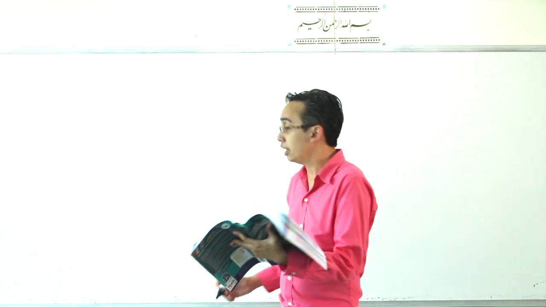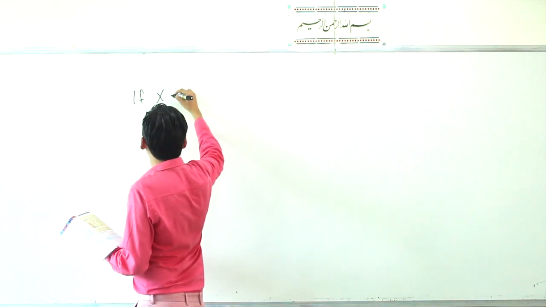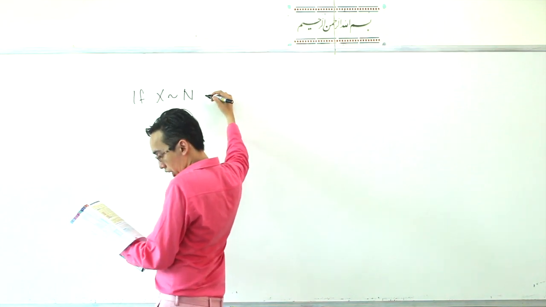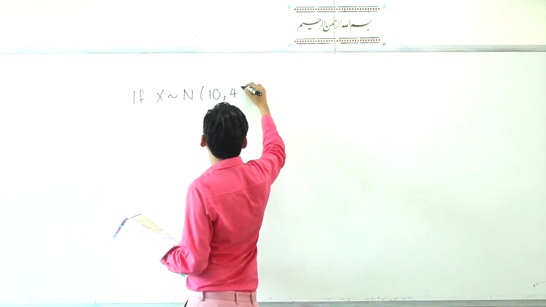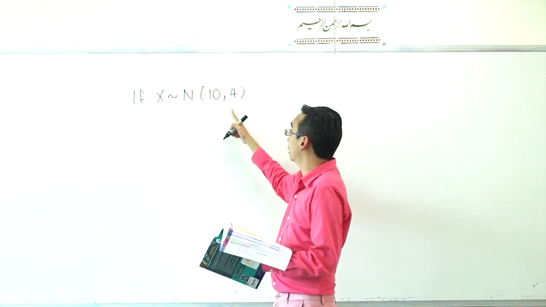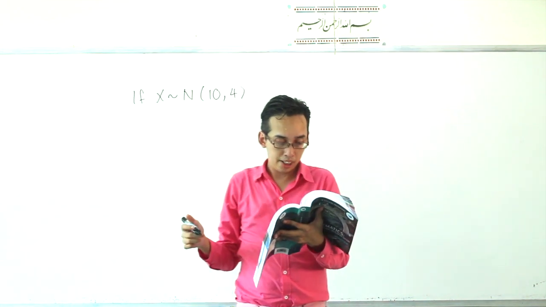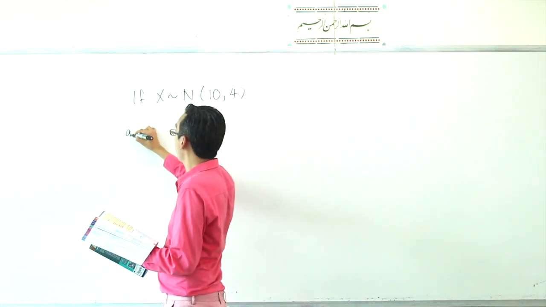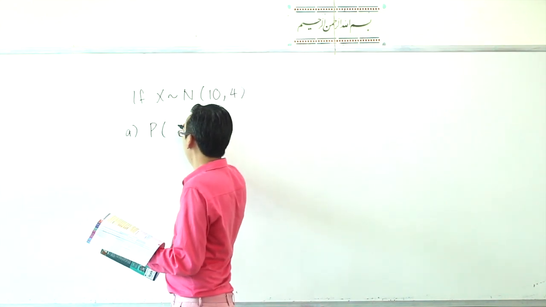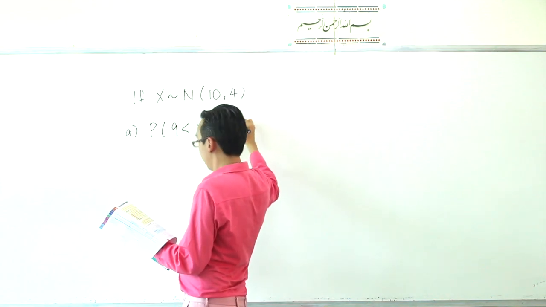The question goes like this. If X follows the normal distribution with mean 10 and variance 4. Take note that the second parameter is actually variance, not standard deviation. You're supposed to find the probability X is more than 9 but less than 12.